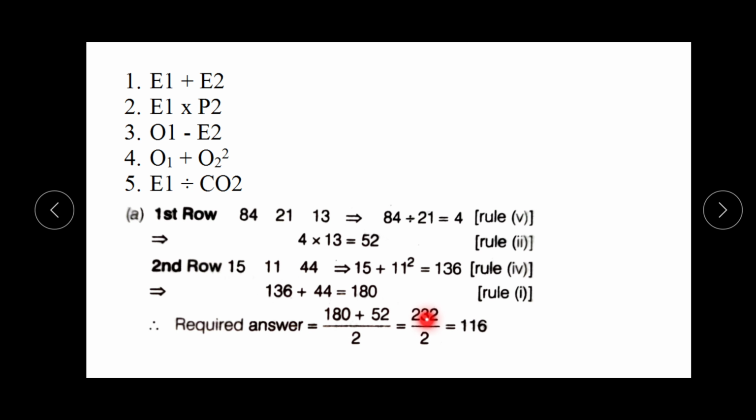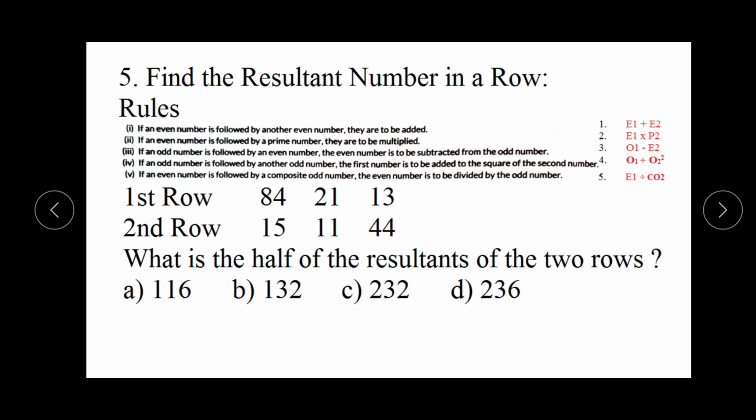180 plus 52 is equal to 232, and then we will divide by 2. That time we can get the average, or we can say that we can get the half of these two numbers, and that is equal to 116. And 116 is the first option. The option 1 is correct.